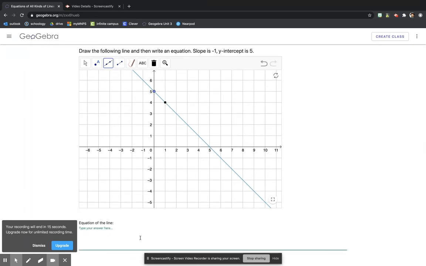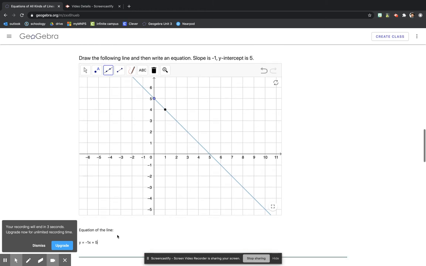Now I have to write an equation. So I know I'm going to use y equals, then my slope, negative 1, times x, plus my y-intercept, which is 5.